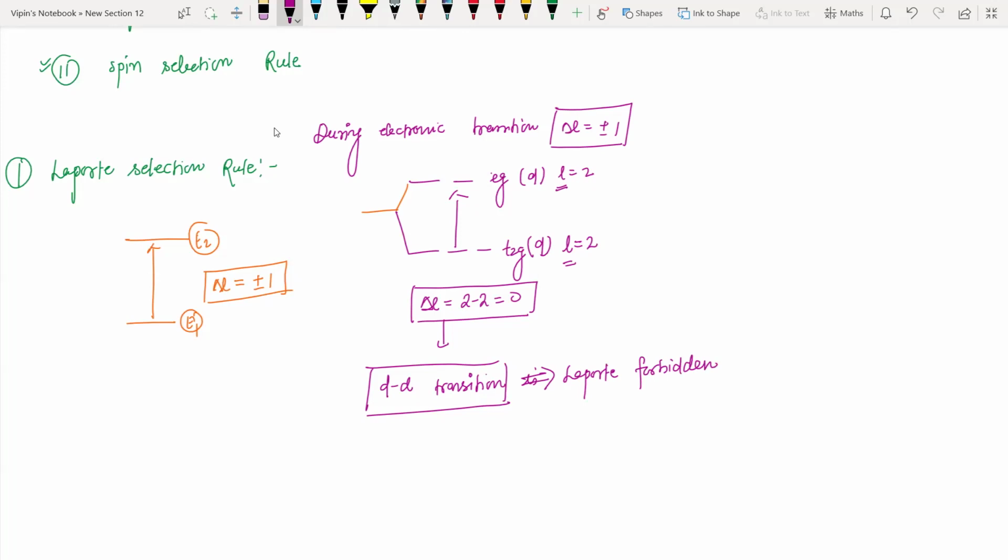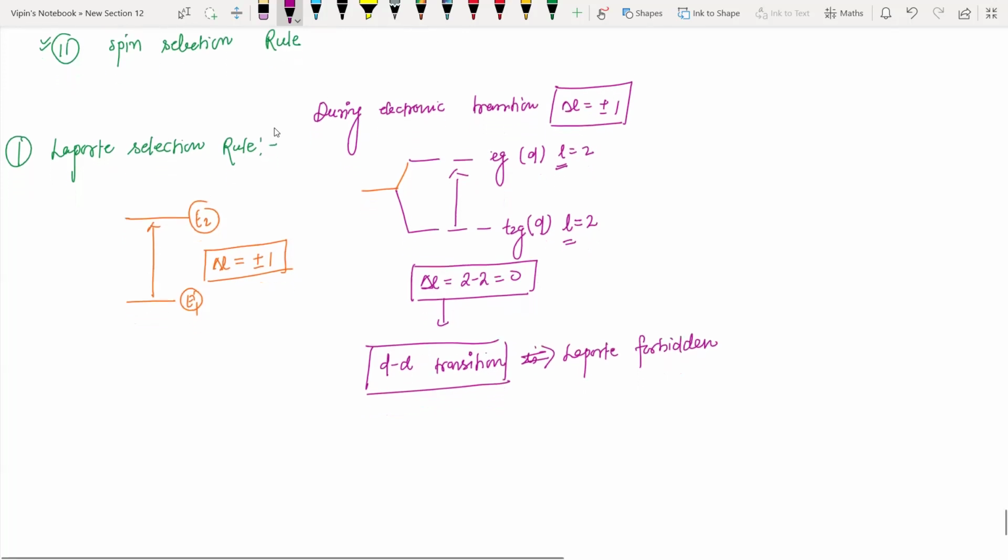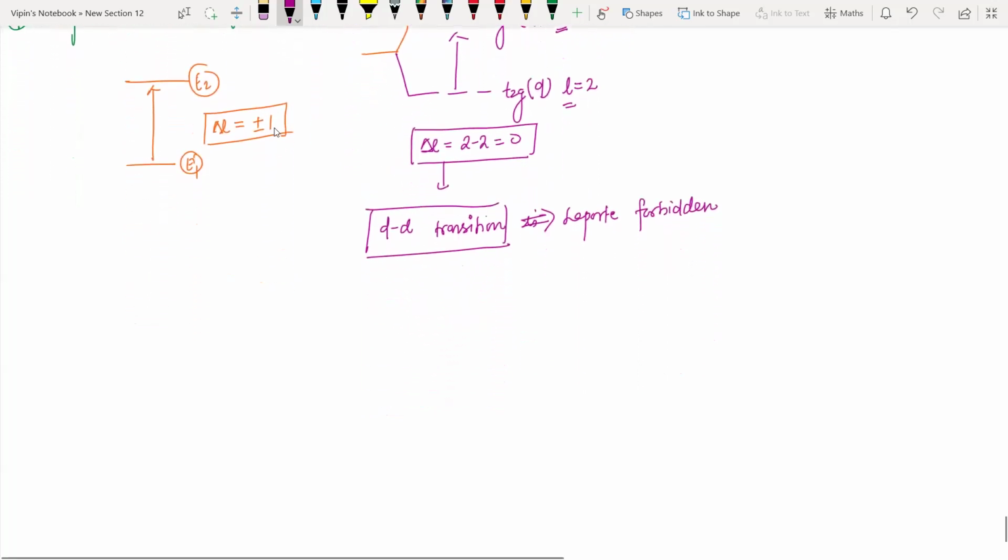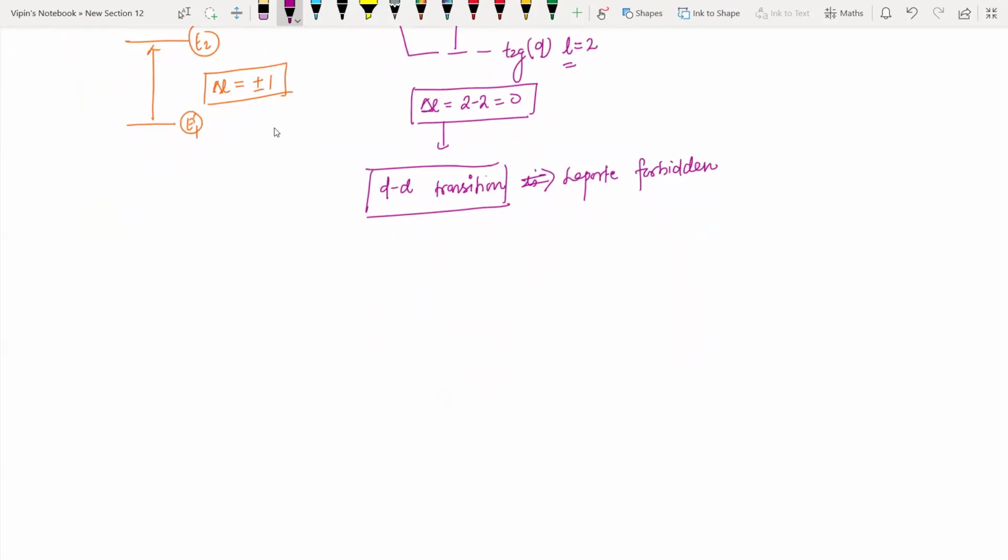Okay. Now here we are considering another complex. For example, if we have a complex like MnO4 minus, there is transfer of electron, excitation of electron from a 2p orbital of the oxygen to the vacant 3d orbital of the manganese, because manganese in +7 oxidation state has d0 configuration, which means it has vacant 3d orbitals.